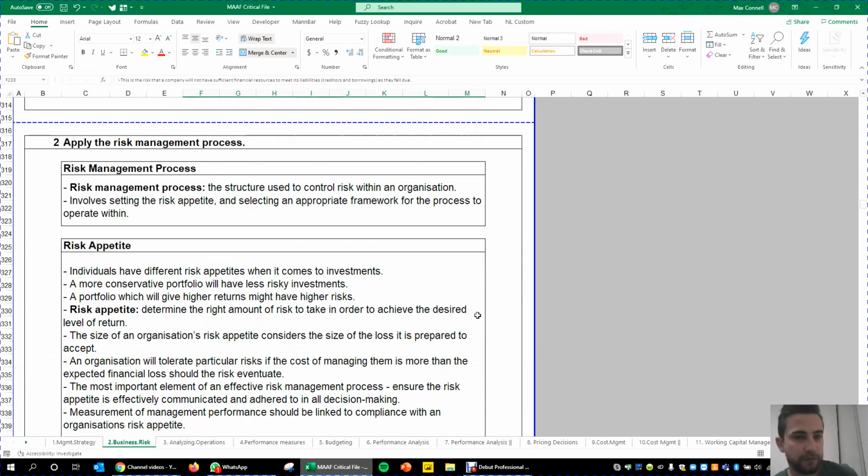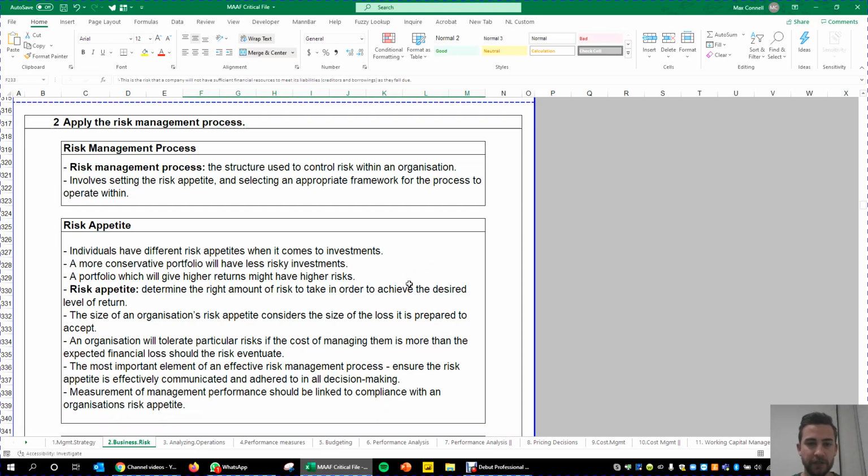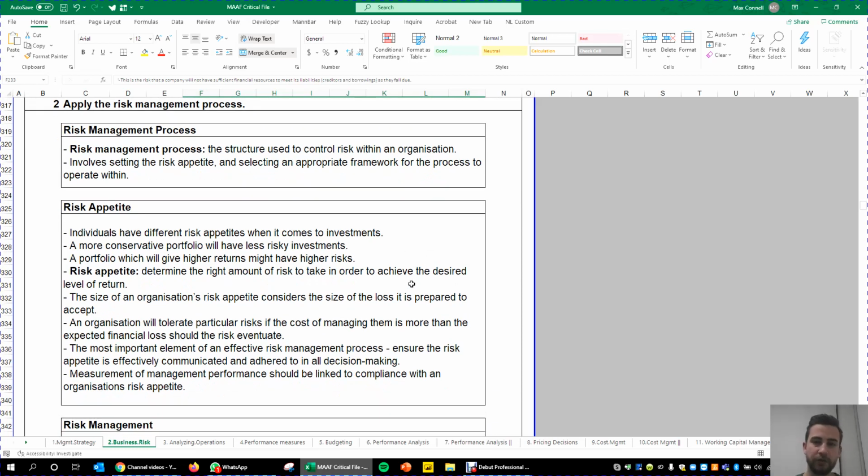Okay, so once we've talked about identifying all of the risks and you understand what each of the risk categories are, we're going to talk about applying the risk management process. So this is basically the structure used to control risk within the organization. The first step of this process is to set a risk appetite. So this is asking the board, the company, how much risk are we actually willing to take?